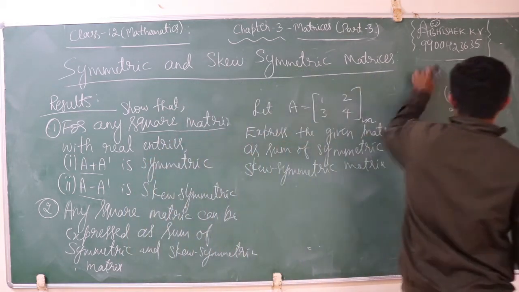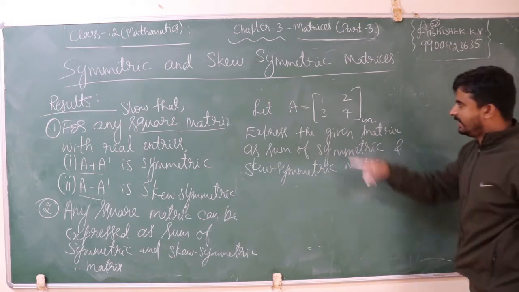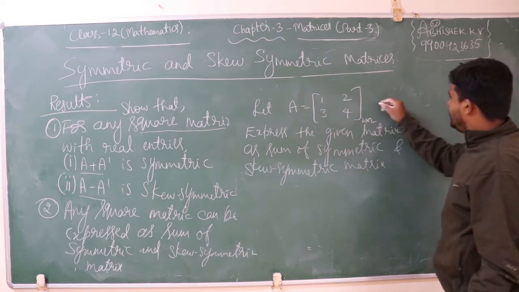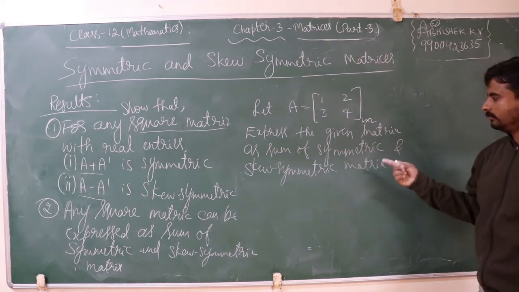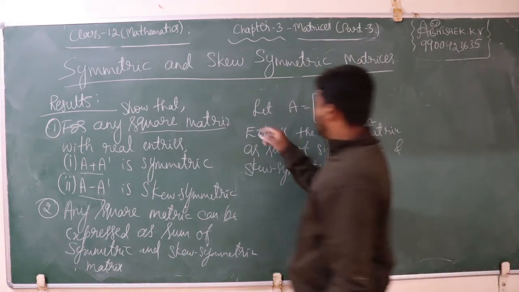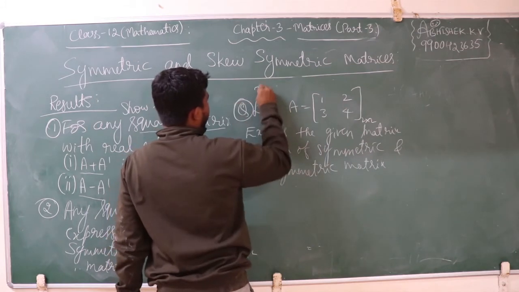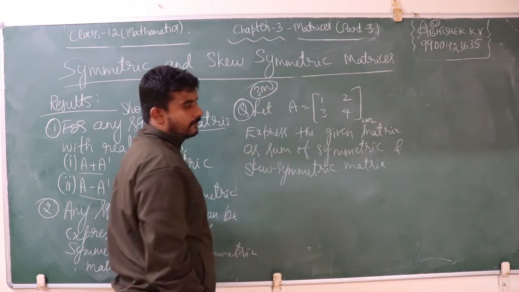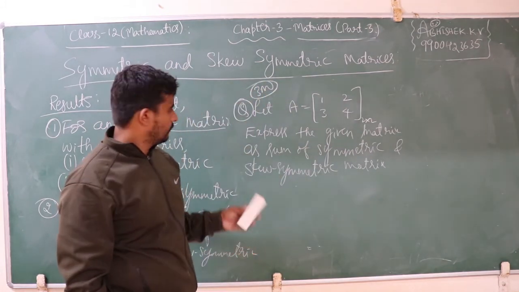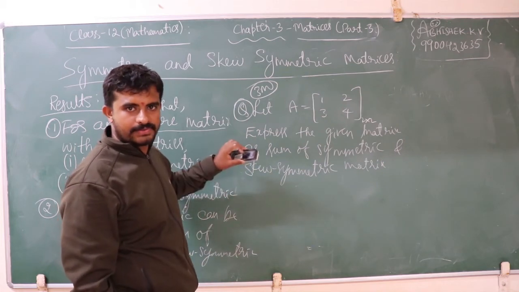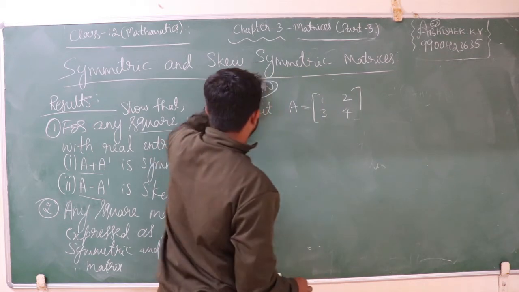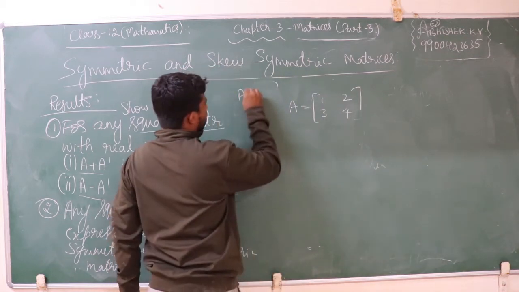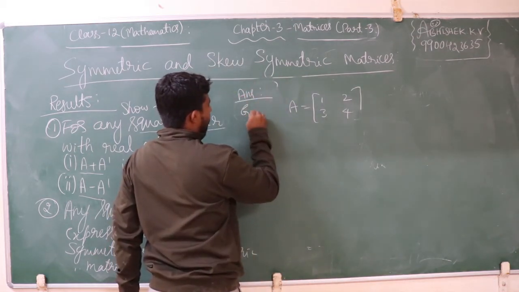Let us consider A. This is the question, please write it down. This is the question for 3 marks. Is it clear? Yes. I am going to consider the solution, the answer for this question.